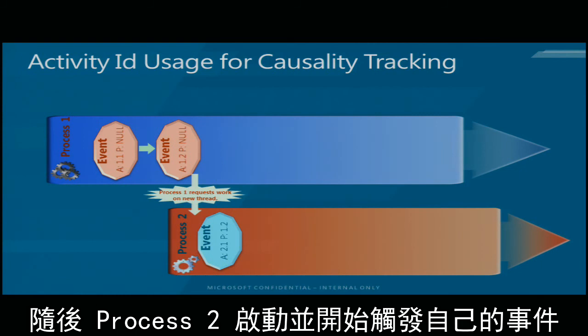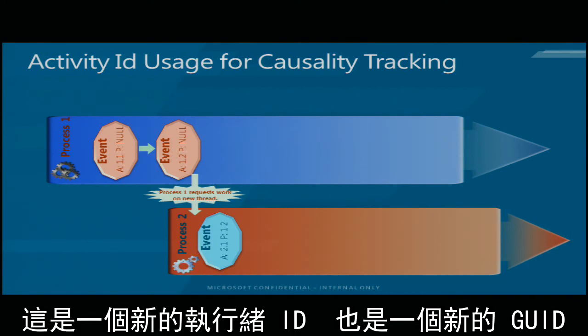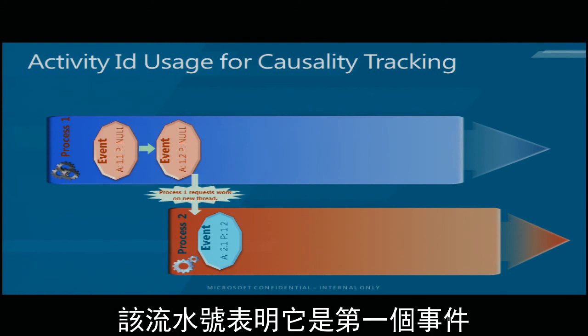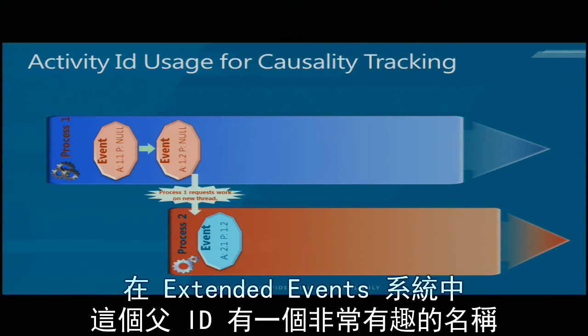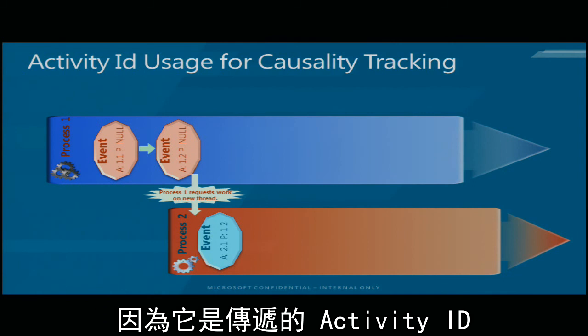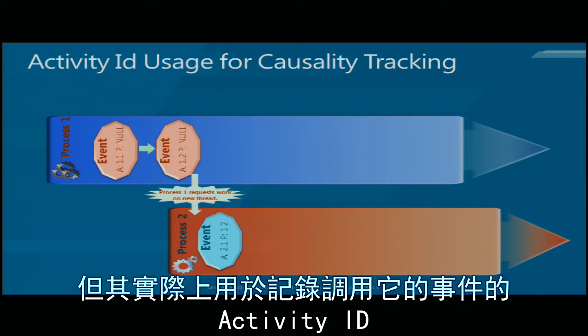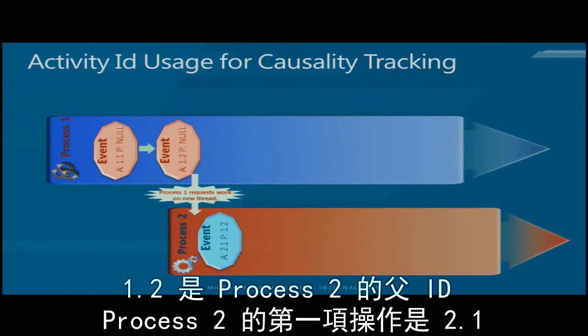And process 2 starts up and it starts firing its own events. And you can see, first of all, that the activity ID is 2.1. So this is a new thread ID, it's a new GUID, and that sequence number just saying that's the first event. But the difference here is that the parent ID, and in the extended event system we have kind of a funny name for parent ID. We call it activity ID XFR because it is the transferred activity ID. But it has actually recorded the activity ID of the event that called it. So the activity ID from process 1, 1.2, is the parent ID in process 2, the first action 2.1.